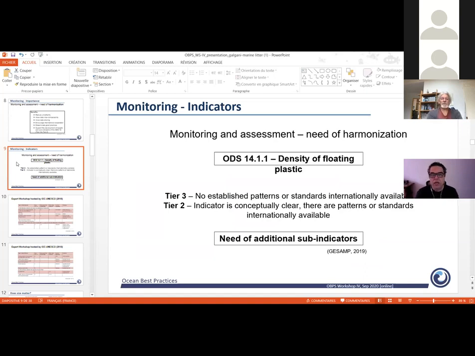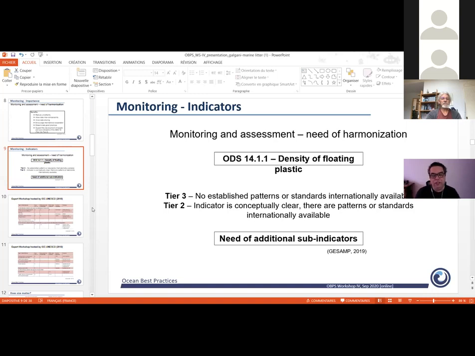And then we had a very important discussion on what would be out there in terms of methods, in terms of strategies to produce data. And then we discussed the tiers that were related to the indicators. So marine litter could be understood as tier 3. So no established patterns or standards internationally available.